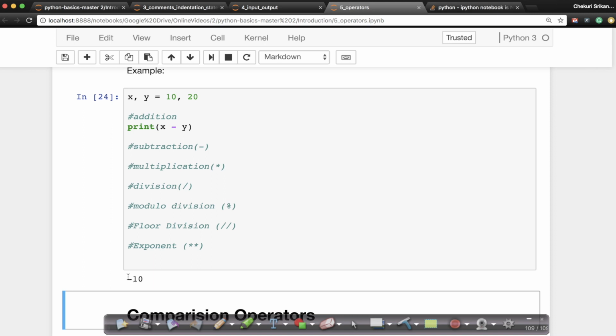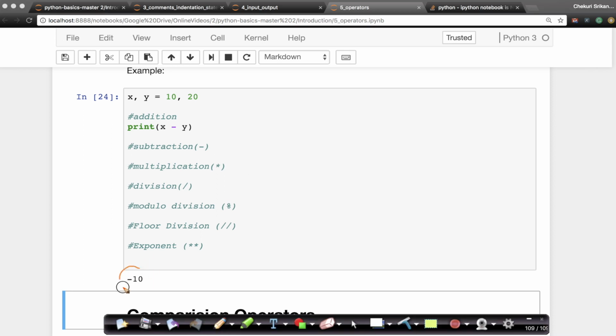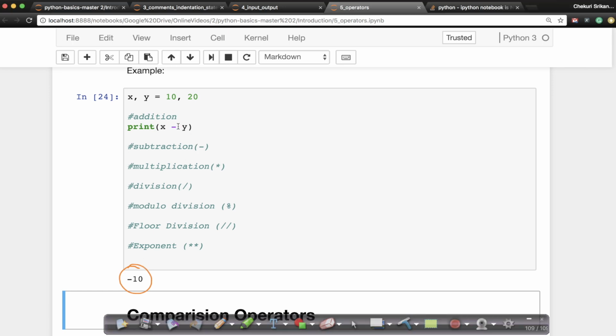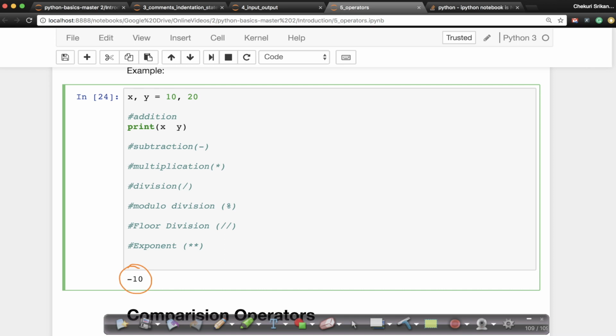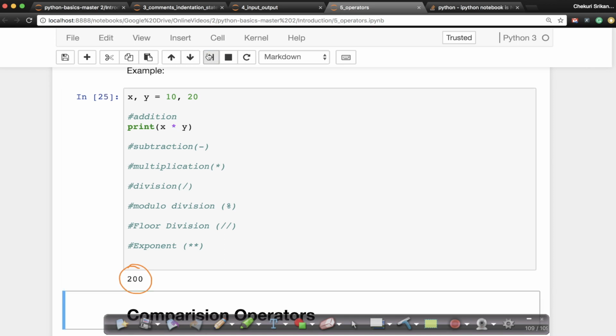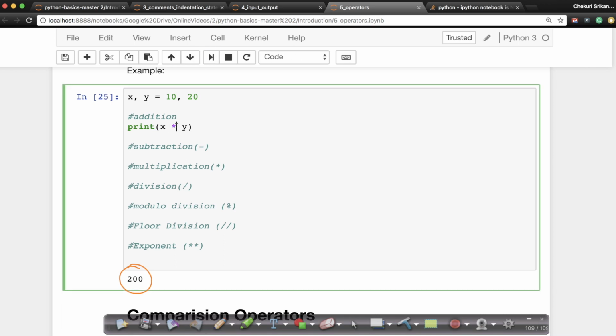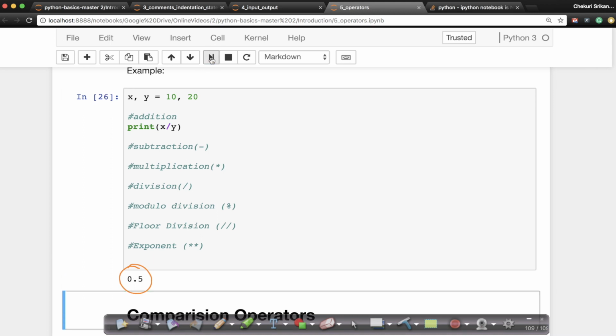Of course, 10 minus 20 is minus 10. As you can see the output here, let me just highlight the output for you. This is where the output is, just FYI. Next, I can of course do simple multiplication, straightforward, and of course division. Of course, 10 by 20 is half.